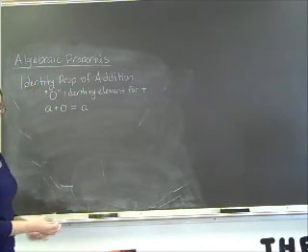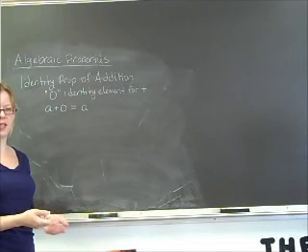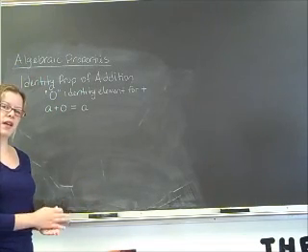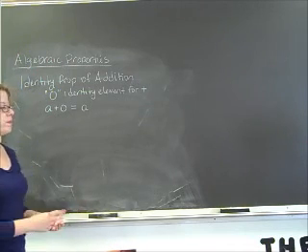So any number, 5 plus 0 is 5. A million plus 0 is a million. It doesn't matter what the number is, when we add 0, it keeps its own identity.